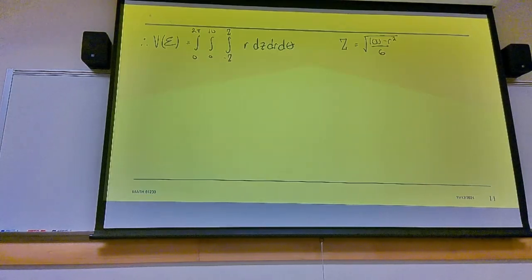Would it make sense to change the order to put r on the outside so that you can keep z together until that very last integral? Does that make any sense? It doesn't matter, right? As long as you do z before r. You can do it however you want.